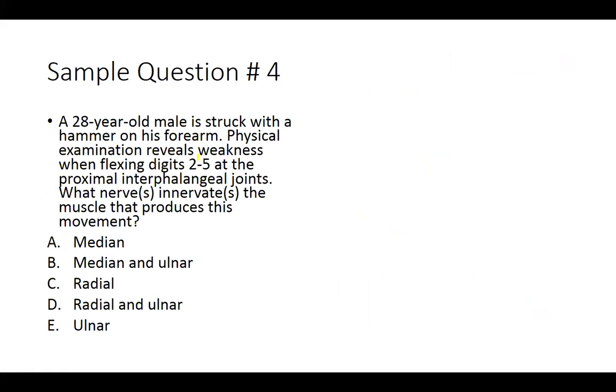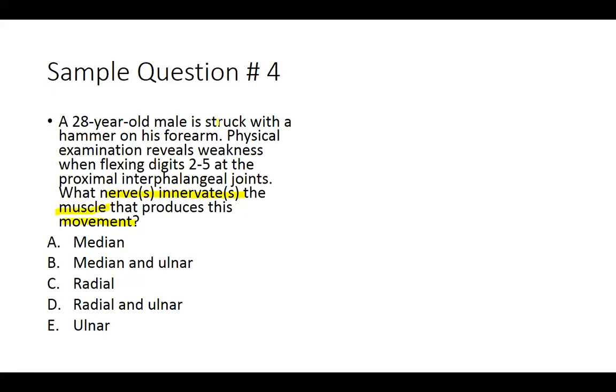All right, so sample question number 4. Let's look at the approach again. So we're going to look at this last sentence. It should say, what nerve or nerves innervates the muscle that produces this movement? All right, so we know that we're looking for a nerve, and if you look at the answer choices, you already got that going. So we're looking for the nerve that innervates the muscle that produces this movement. All right, so you're going a little step further here. So look at the stem.